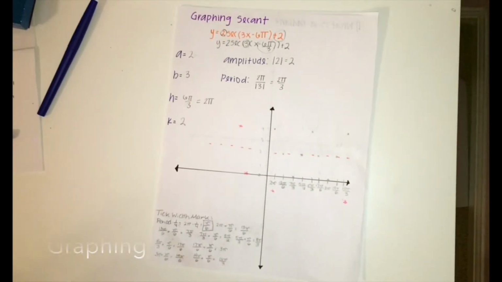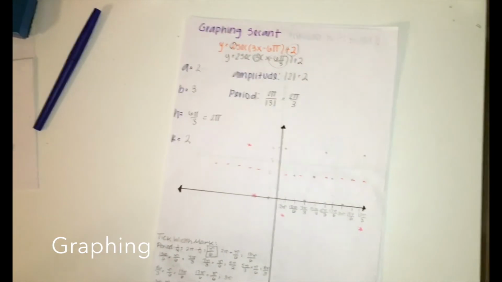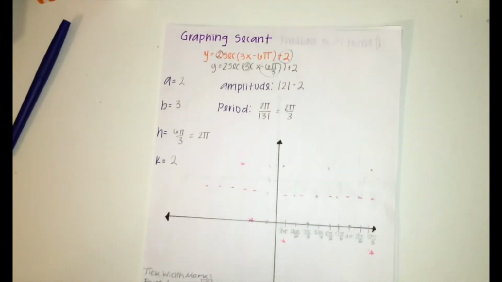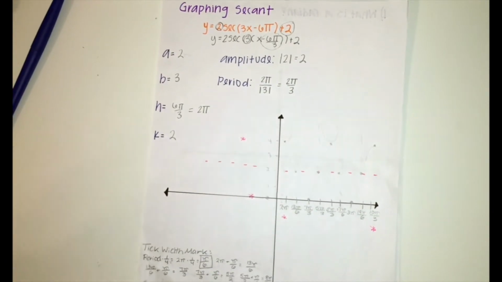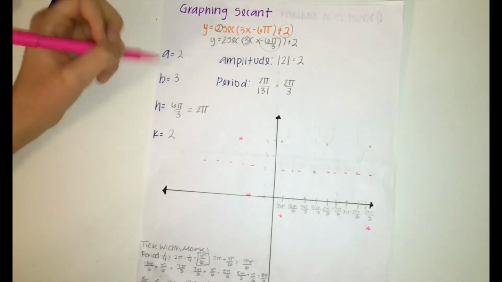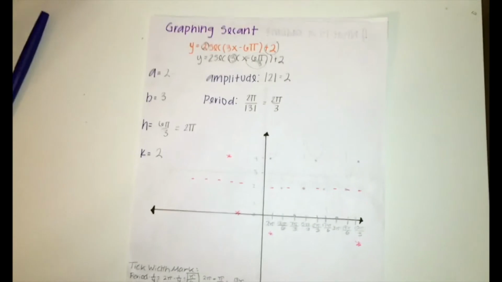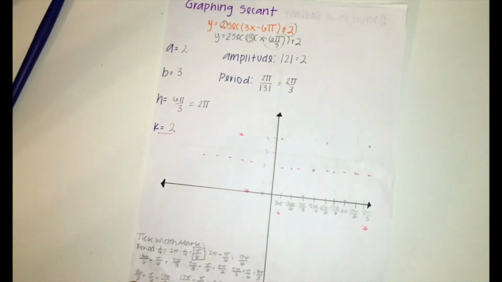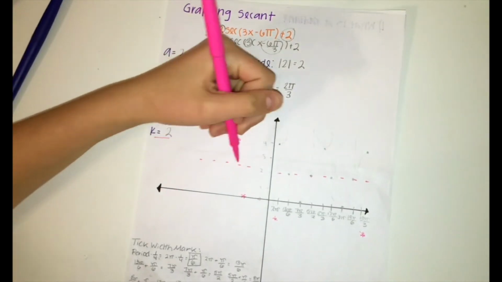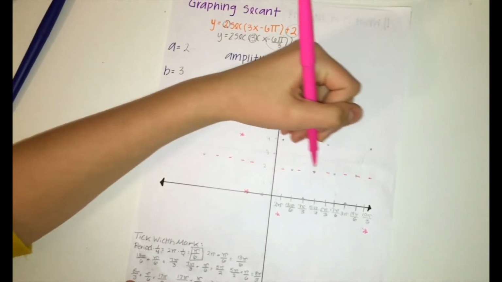Alright, so if you're wanting to find the graph of a given secant equation, what you're first going to need to do is graph cosine with the given phase shifts, which we did right here. So what we're first going to do is look at our k value, and that is what is going to give us our sinusoidal axis. So that's how we got this dotted line right here at 2.